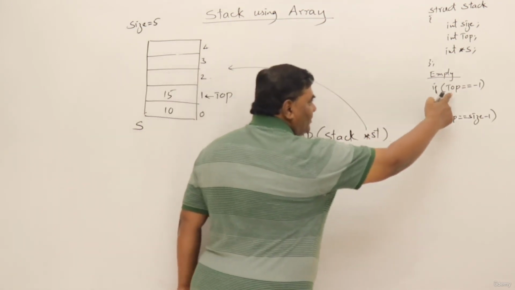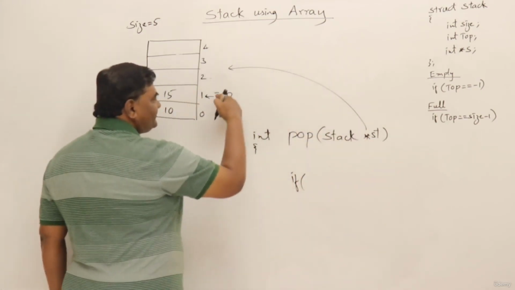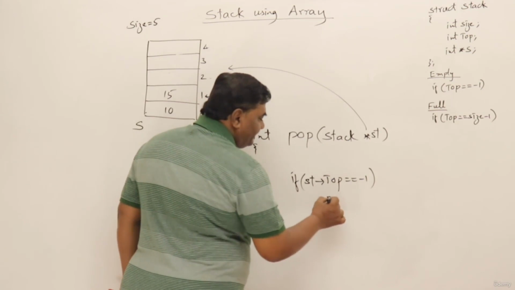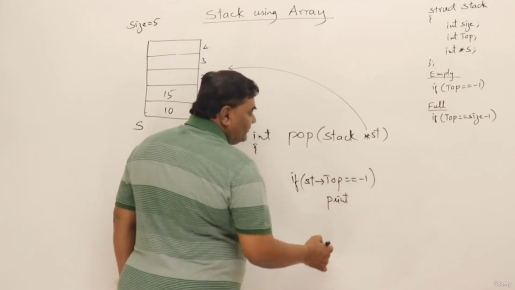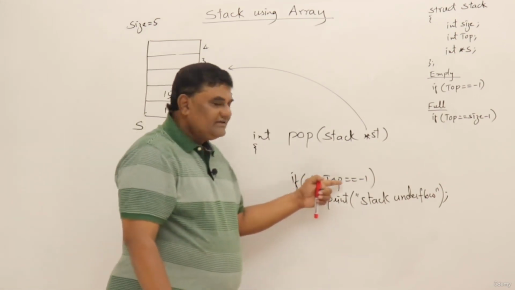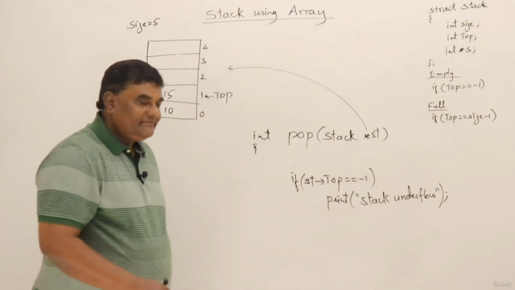So what is the condition? Top is equal to -1. I cannot say top directly. I have to say st top. If st top is equal to -1, then I should give a message that stack underflow. So if top is equal to -1, then stack underflow. Else, what do I have to do for deleting?